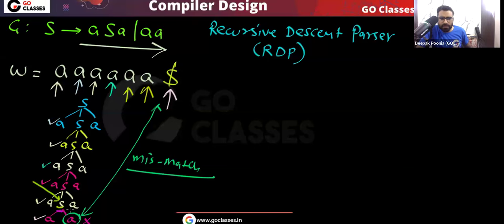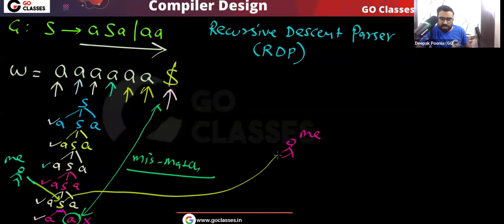Now to this S I will say that you tried S going to a, that has also failed. So basically all your productions have failed. Let me use this color. To this S I am saying that you have failed, all your productions have failed. So let's put a small cross mark here, that you have failed.